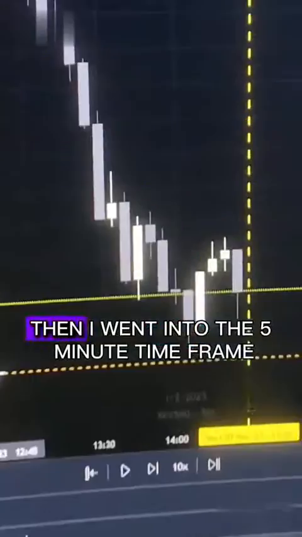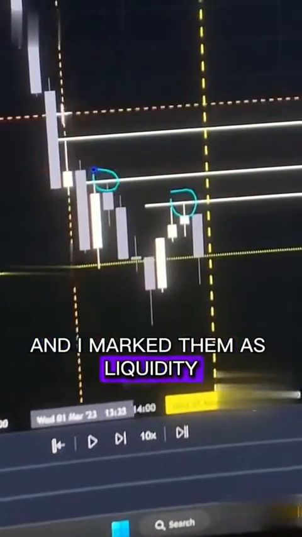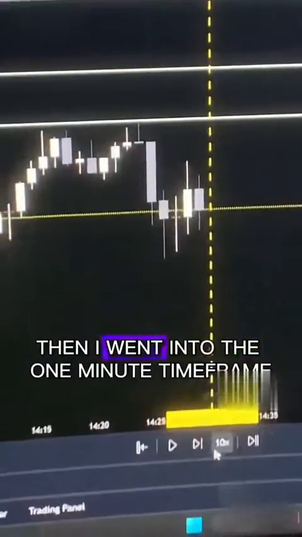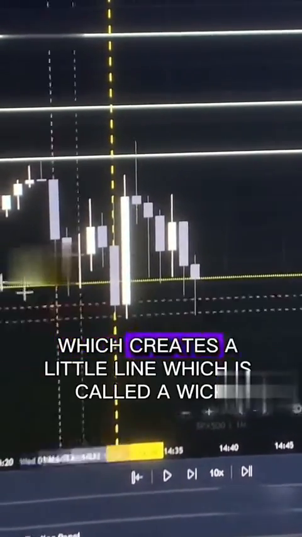by the new candle. Then I went into the 5-minute time frame and started marking out previous highs, and I marked them as liquidity because I want the market to go there. Then I went into the 1-minute time frame and waited for one of the candles to go to liquidity and react off it, which creates a little line, which is called a wick.